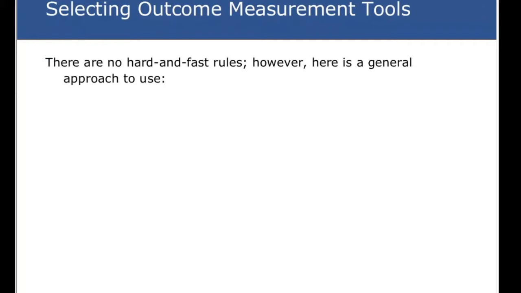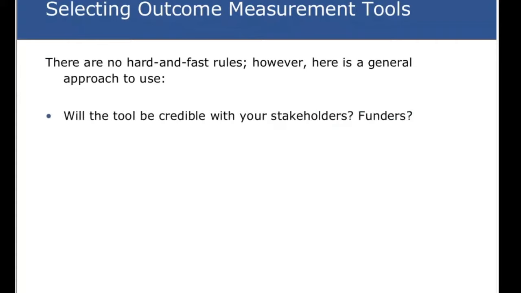The next area that we wanted to just focus on a little bit longer is selecting the outcome measurement tools. The main options are really in the area of interviews, self-completion tools, group activities, observations, focus groups, and so forth. There's no real hard and fast rules, but there are some general approaches that you may take to selecting which measurement tools you're going to utilize to monitor your outcomes. Will the tool be credible with your stakeholders and funders?